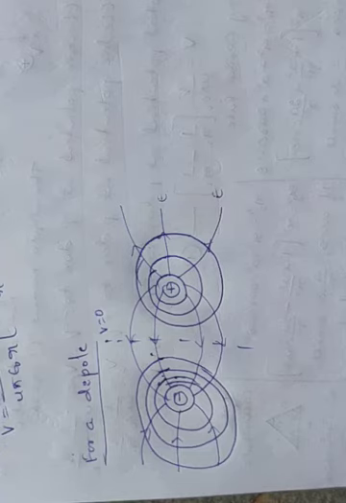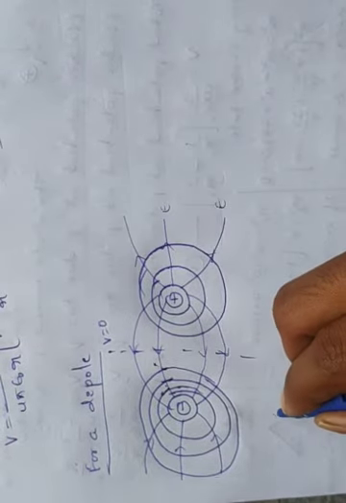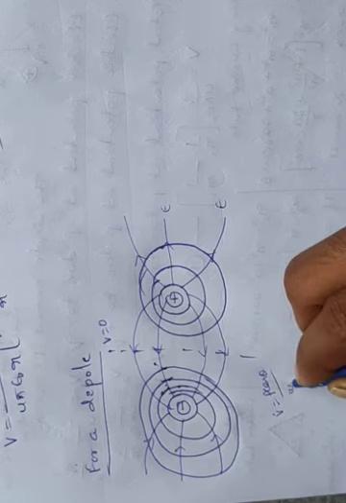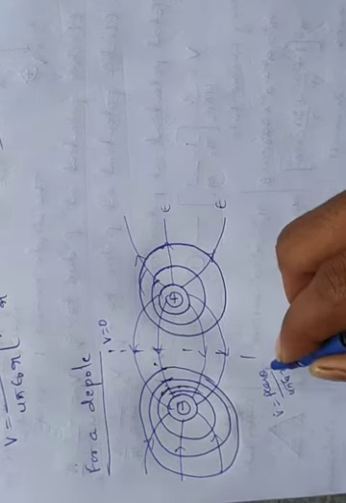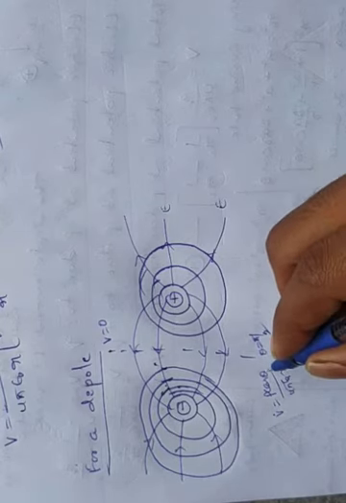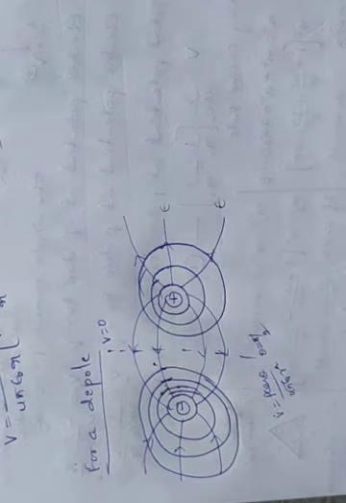That is, V is equal to p cos theta by 4 pi epsilon naught r squared. So for this, theta is equal to what? Pi by 2. So cos 90 is nothing but what? 0. So that's why potential is 0.